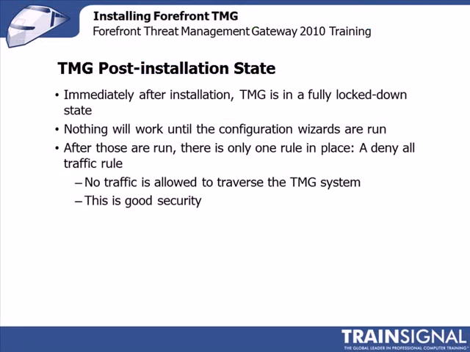At this point, in this post-installation state, before we've done any configuration, Threat Management Gateway is in a fully locked down state. Nothing's going to work. No traffic's going to traverse the firewall at all until you run some configuration wizards, which we'll do in the next lesson. After those are run, there's only one rule in place, which is a deny all traffic. No traffic is allowed to traverse the Threat Management Gateway system. This is good security. You don't want to have things wide open and then have to close things down individually. You want to start in this kind of scenario with a fully locked down system and then pick and choose what to open. That's the way you have to handle security, particularly at the edge of the network.